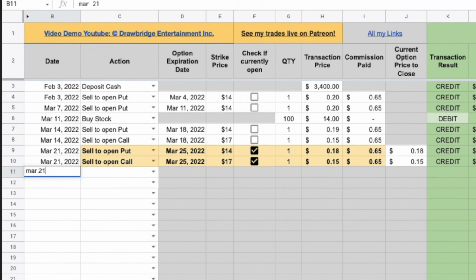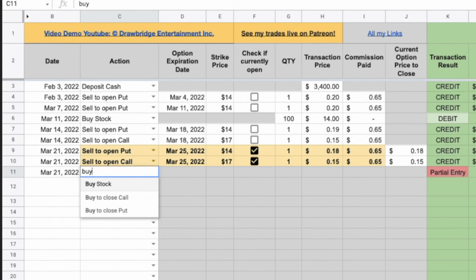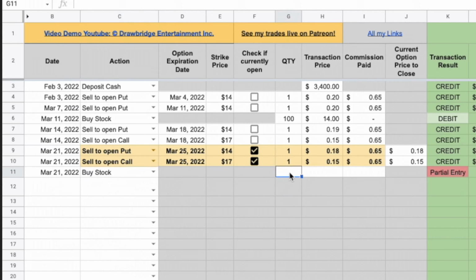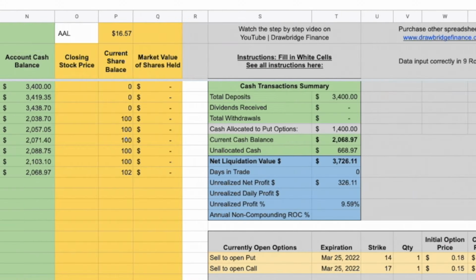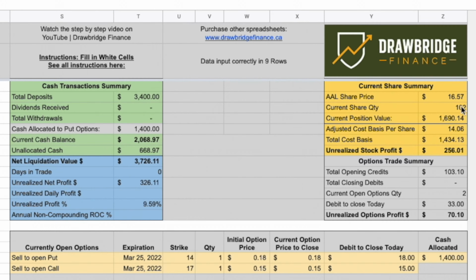So on March 21st, I might just decide to buy a stock or 2, and I do that. Maybe I just buy 2 stock and I pay $16.57 each for them, and I pay this 99-cent commission. So it shows me a small debit, and it continues to track. It shows me that I currently have 102 shares, and then my current share position is worth $16.90.